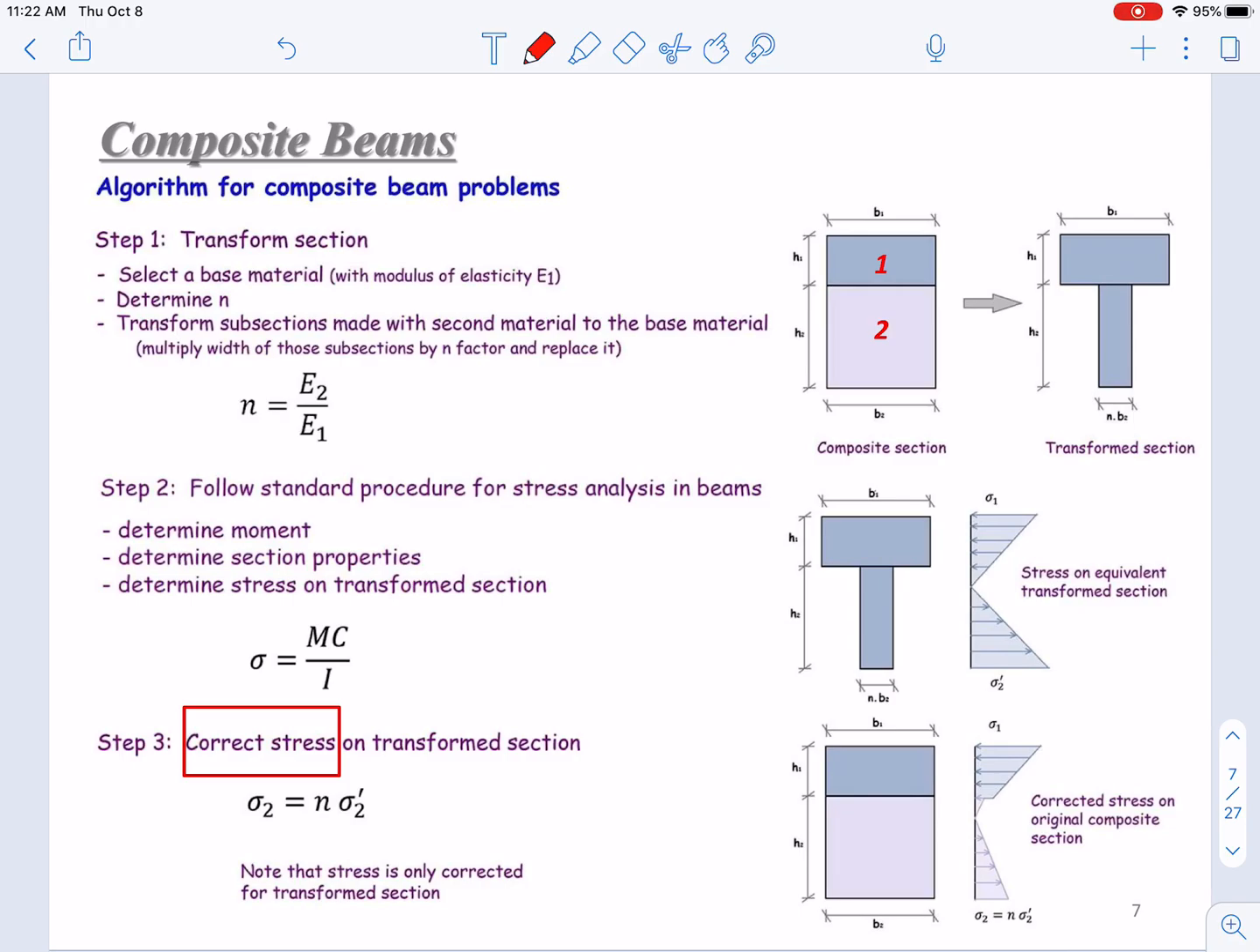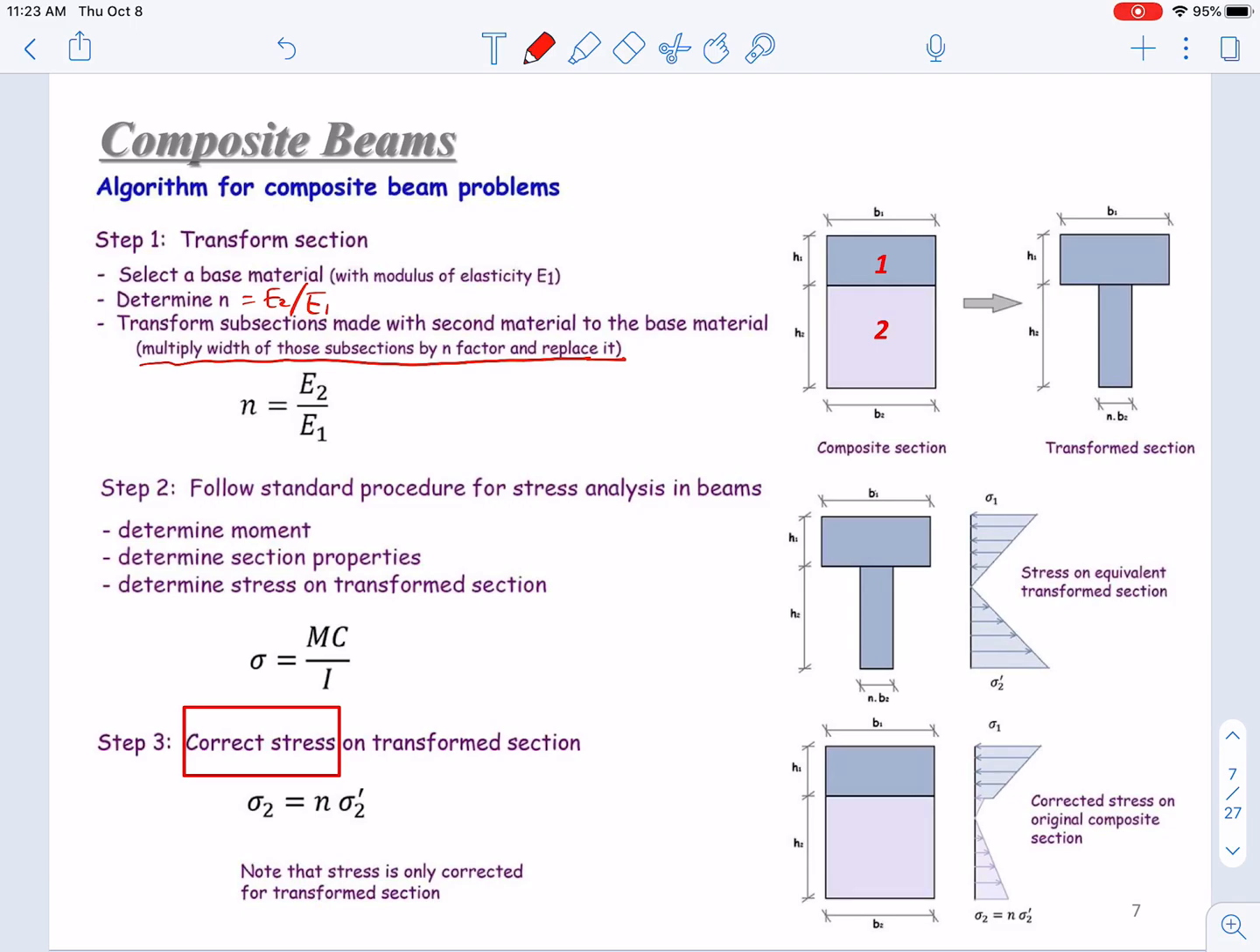Well, the general algorithm for composite beam problems is just here, three steps. The first step is to transform the section, and we select the base material with modulus of elasticity E1 and determine n. Right, n equals what? E2 over E1. So we have selected E1 as the base. Then we transform the subsection made with the second material to the base material by multiplying the width. Right, this is the key. Multiply the width of this subsection by the factor n and replace it.